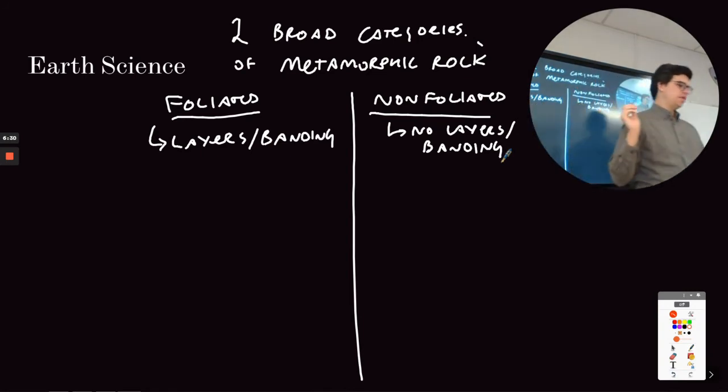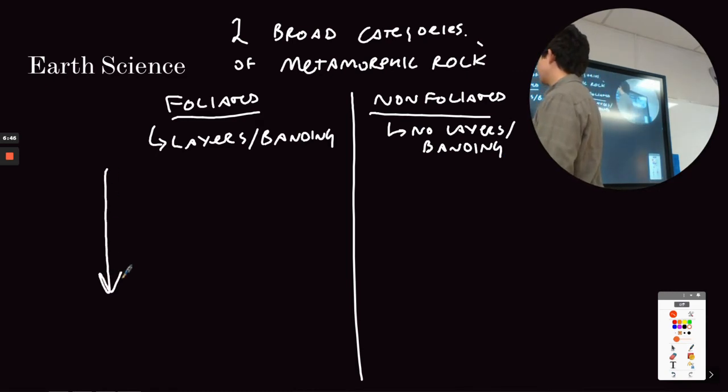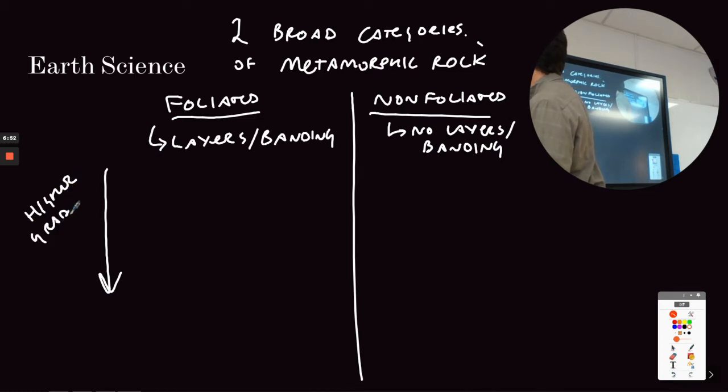And then within the foliated rocks, there's a special sequence of foliated metamorphic rocks that can form. Look with me on page 146. For the foliated metamorphic rocks, we talk about increasing grades of metamorphism.